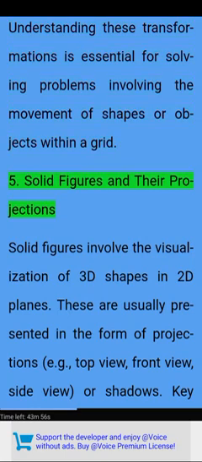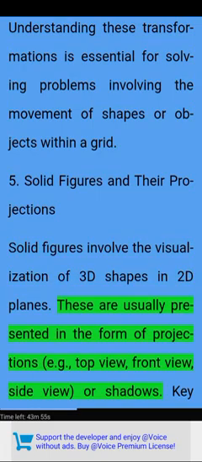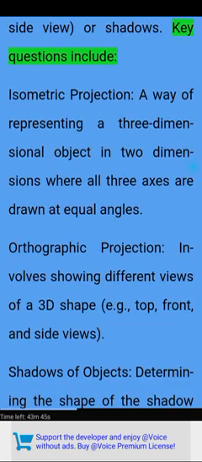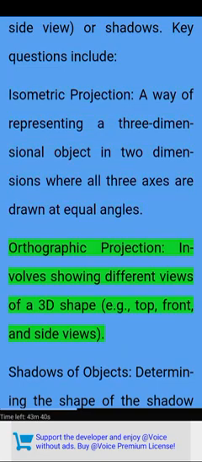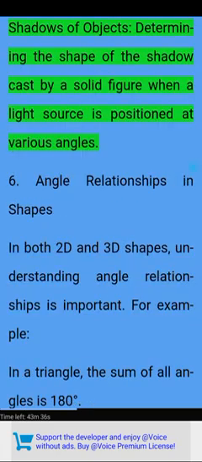5. Solid figures and their projections. Solid figures involve the visualization of 3D shapes in 2D planes. These are usually presented in the form of projections, e.g., top view, front view, side view, or shadows. Key questions include isometric projection, a way of representing a three-dimensional object in 2 dimensions where all 3 axes are drawn at equal angles. Orthographic projection involves showing different views of a 3D shape, e.g., top, front, and side views.